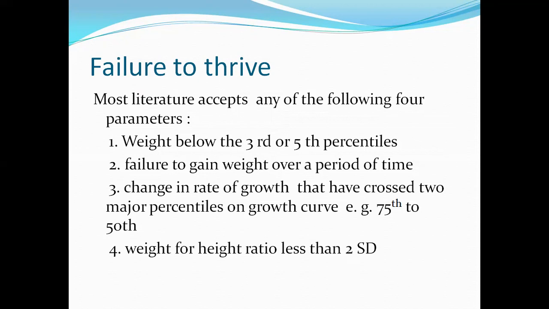Third is a change in rate of growth that has crossed two major percentiles on the growth curve, 75th to 50th, for example. It means the baby was doing okay, but over a period of time the growth is now slowing down and the baby is going below the curve or the milestone which he had achieved earlier. So his growth is now falling behind. That is also one criterion for failure to thrive. And last is weight for height ratio less than two standard deviations for that age.